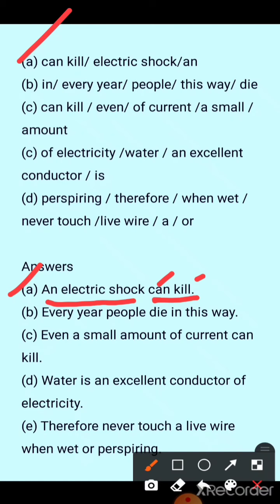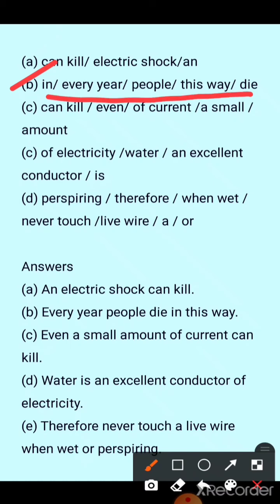Next, let me give you the next example. In every year, people this way die. This group of words doesn't make any sense. So how will you write it? After reordering it: every year people die in this way. Every year people die in this way. The sentence makes sense.